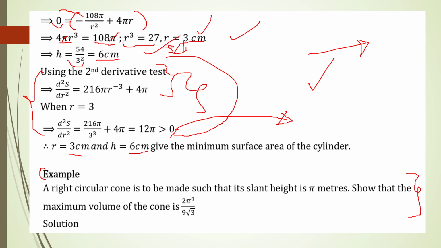So here we're having a right circular cone to be made such that its slant height is going to be pi meters. So we are supposed to show that the maximum volume of that cone is given by this. So let's look at the solution.